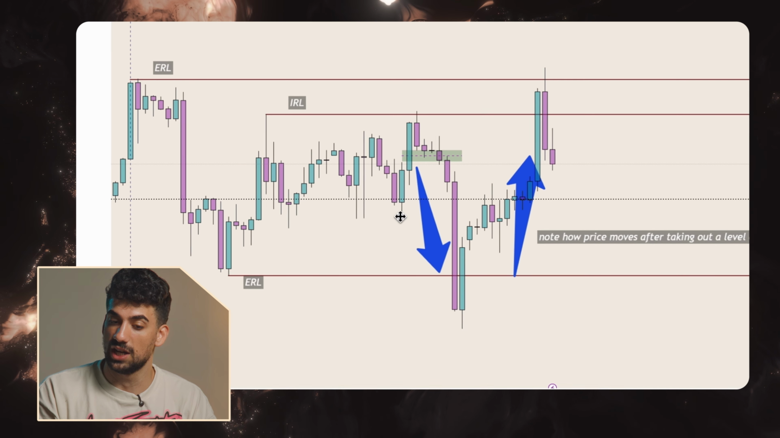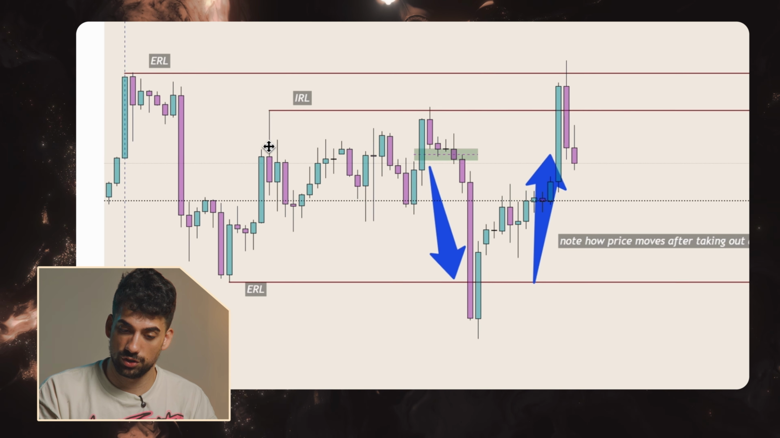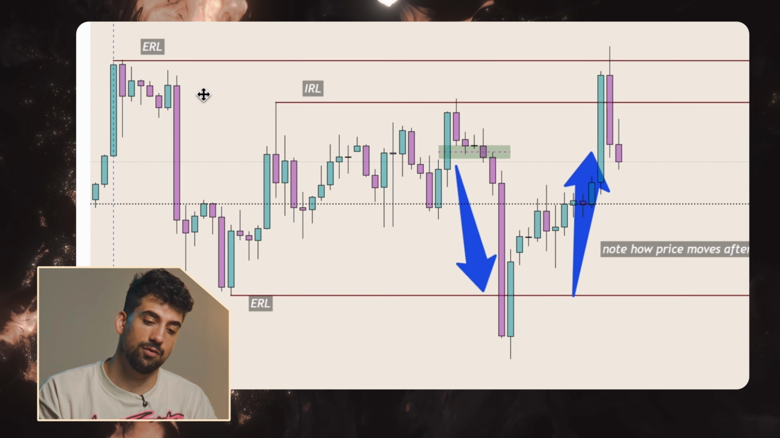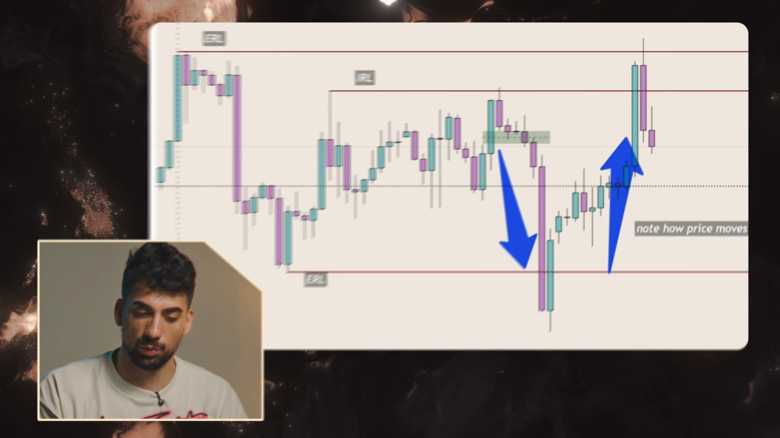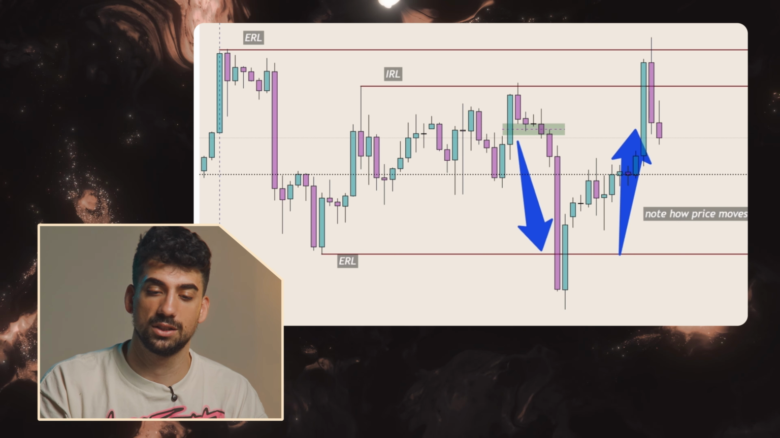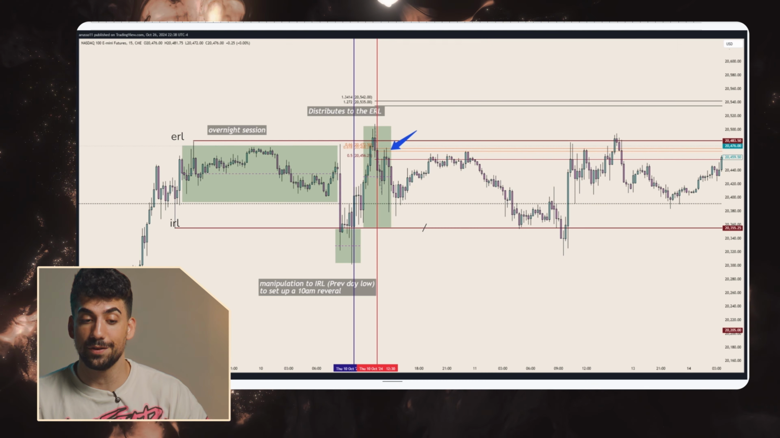and backed down. Now we can also look at the opposite on this larger time frame. Price chopped up, took out the external and then flipped back above. So whenever you take out liquidity, more often than not, you're creating a manipulation back to the other side. We can look at some different examples.